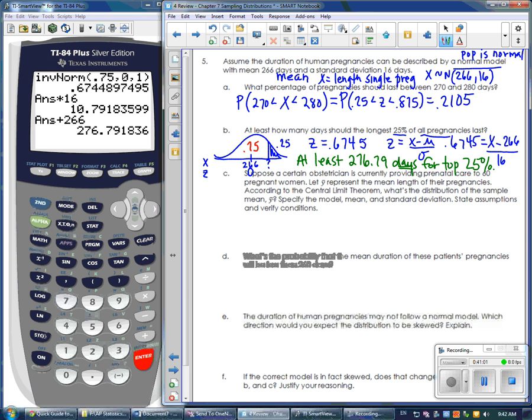It says, suppose a certain obstetrician is currently providing prenatal care for 60 pregnant women. Let Y bar represent the mean length of their pregnancies. So in this problem, your random variable is defined for you, so you don't have to write it again. According to the central limit theorem, what's the distribution of the sample mean? Specify the model, the mean, and the standard deviation, and state assumptions and verify conditions.